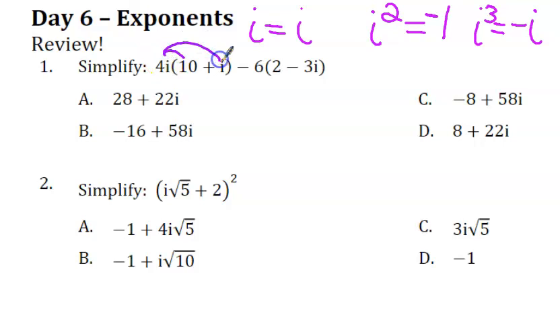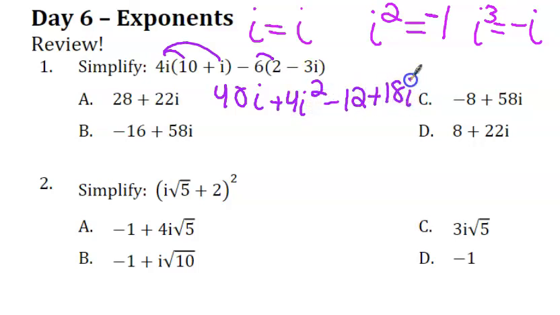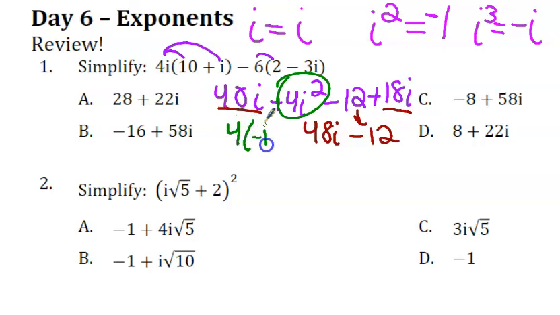So we're going to need to distribute in the first one, distribute in the second one, and then combine like terms. So we have 40i plus 4i squared minus 12 plus 18i. Okay, so we can combine like terms. How many i's do I have? I have 48 i's. I'm going to bring down the constant. And then I need to look at this 4i squared. If I have 4i squared, that technically means I have 4 times -1. So that would be -4, which I would combine with -12. So my answer would be B.